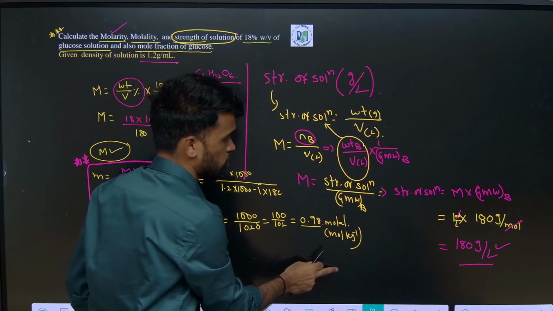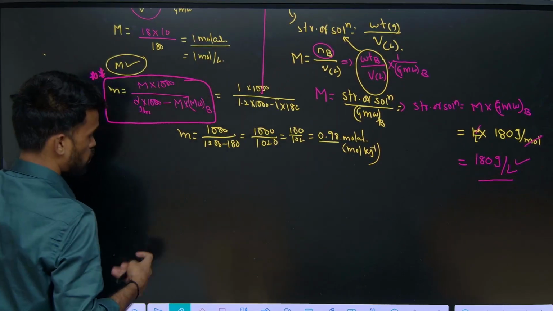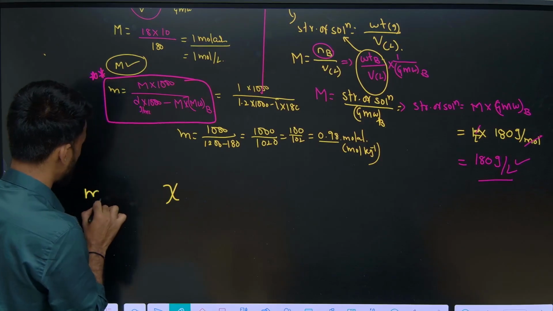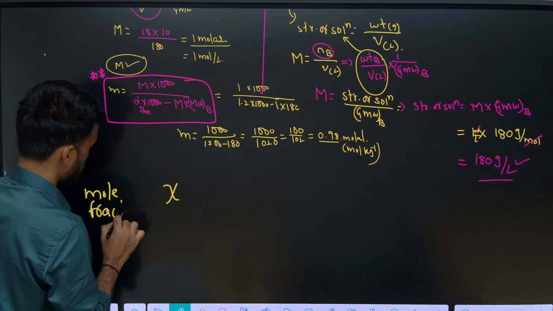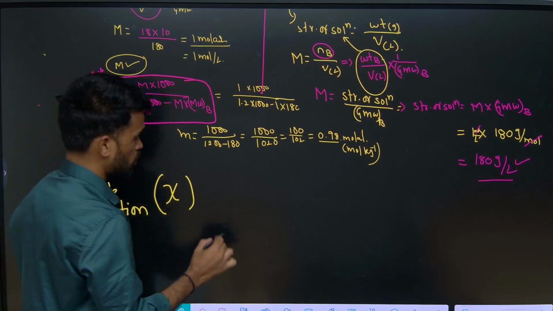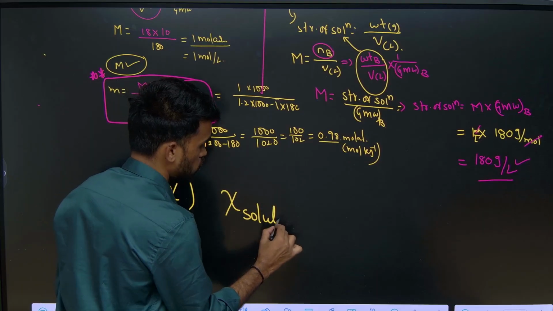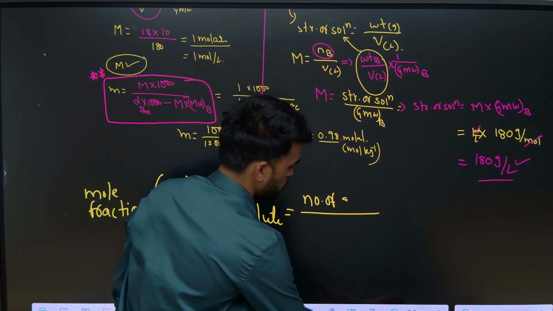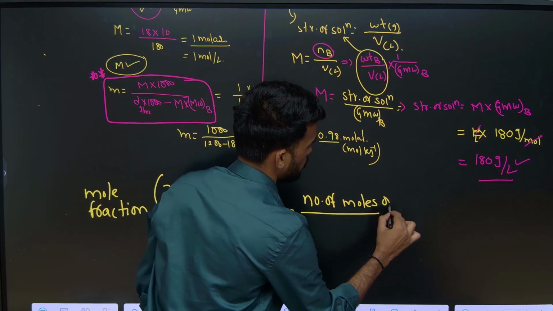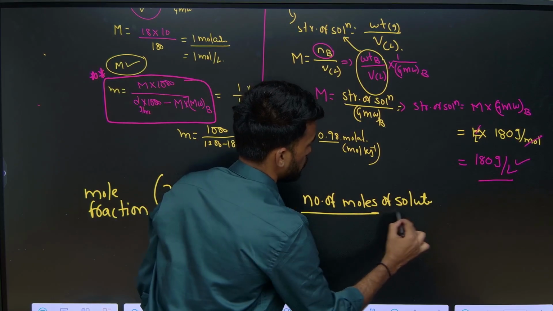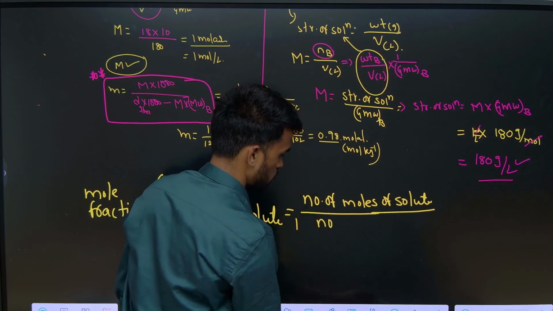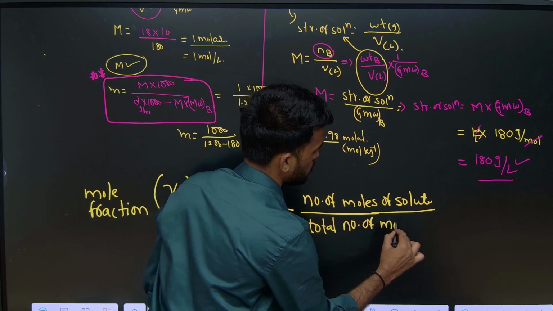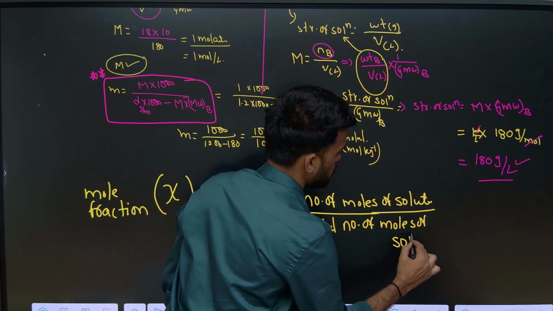Here itself I just wanted to give some clarity on mole fraction. Since they are saying it is a fraction, mole fraction is indicated with the symbol chi. So mole fraction of solute, you have to write number of moles of solute by total number of moles of solution.